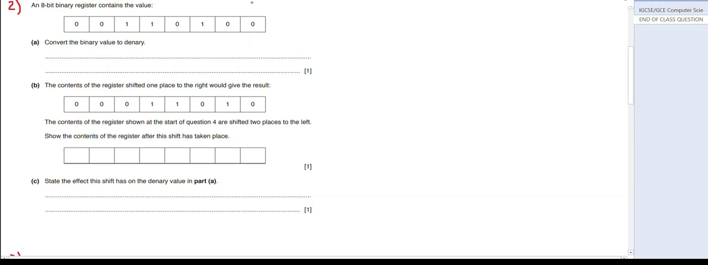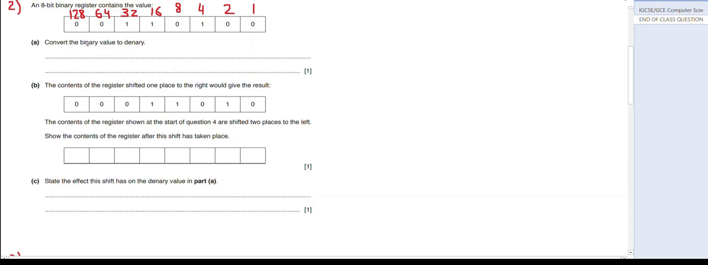What we will do here, we'll make headings. 2 to the power 0 is 1, 2 to the power 1 is 2, and here 4, 8, 16, 32, 64 and 128.